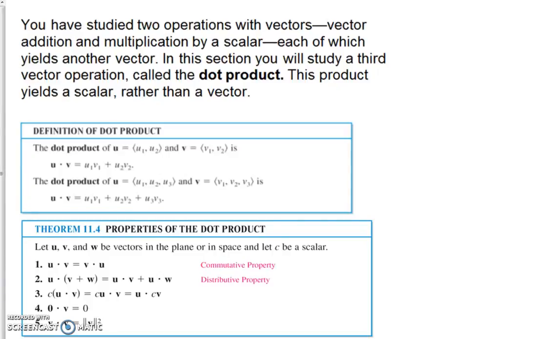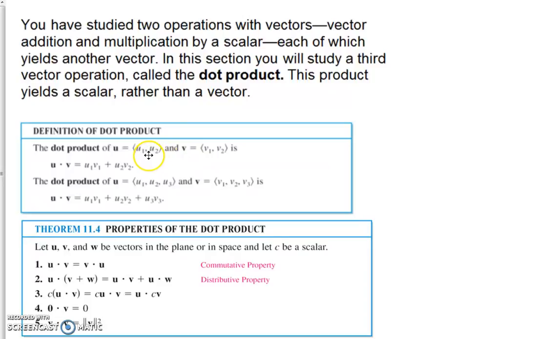Today we look at section 11.3, at least the first part, in this video. We've looked at two operations so far with vectors. We've added them, and we've also multiplied a vector by a scalar. That was pretty straightforward. We're going to look at a couple more, and today we focus on what's called the dot product. The dot product, notice, yields a scalar rather than a vector.